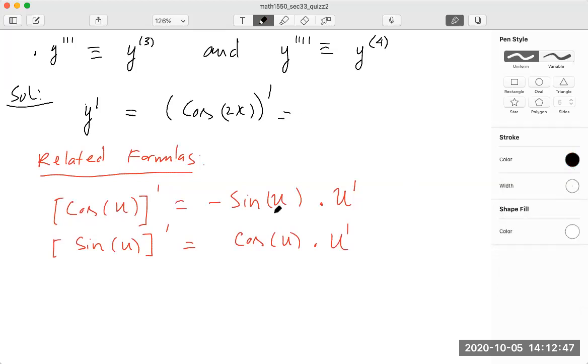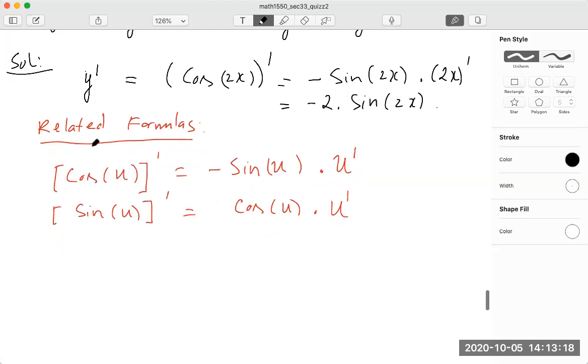From this formula here, it gives us negative sine of 2x times 2x prime here. Let us write it slowly. And 2x prime gives us 2. Therefore, the final answer will be negative 2 times sine of 2x, right? Very good. This is the first derivative.